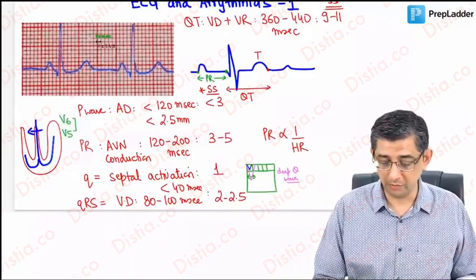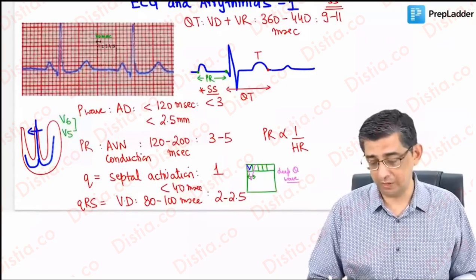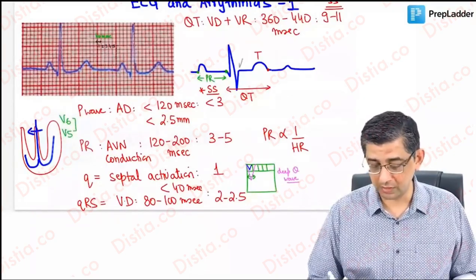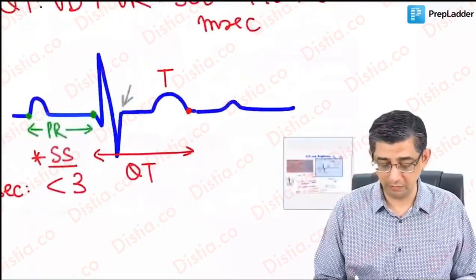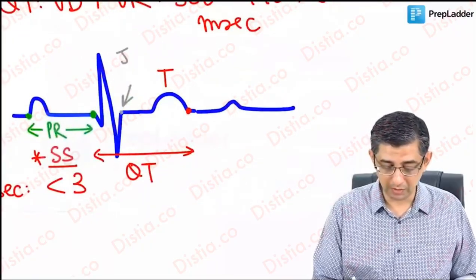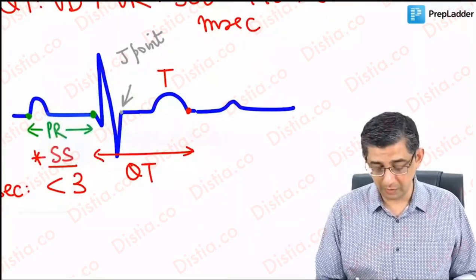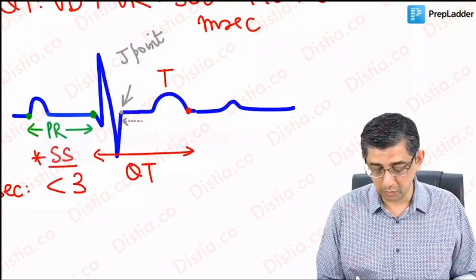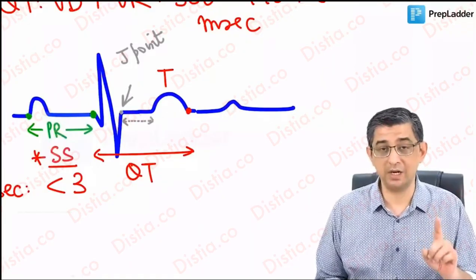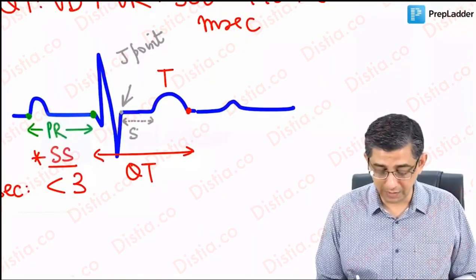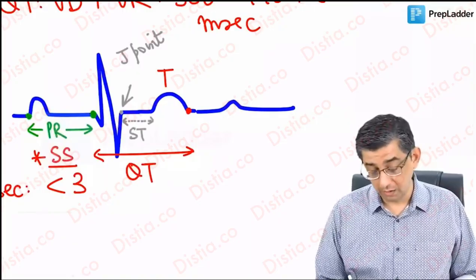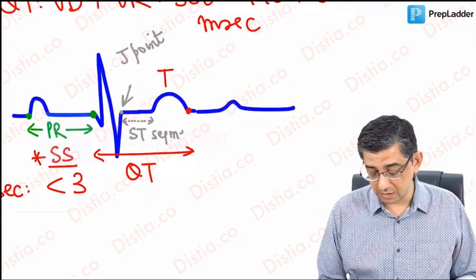Please be very careful in what I say next. You can very well see that the end of the S wave, this particular area that I'm zooming in for you, is what is called the J point. It is also called the isoelectric point. So this particular area that I'm now marking before you, the end of the S and the starting of the T, is what is called the ST segment. Well, QT is an interval and ST is a segment.